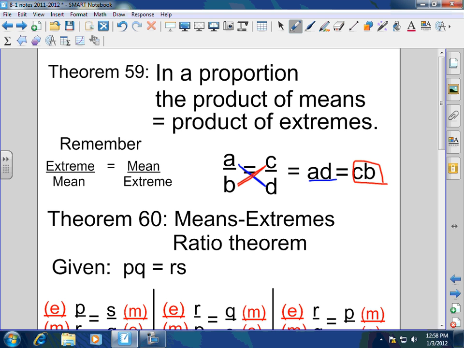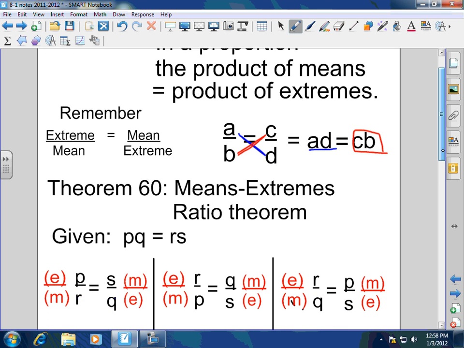And now we're just going to turn all of this upside down. It's very confusing, but again, it's very, very important. For theorem 60, excuse me, we're talking about the means extremes ratio theorem. I'm not going to describe it in words because it's very convoluted.